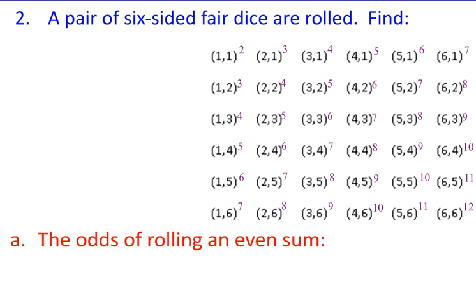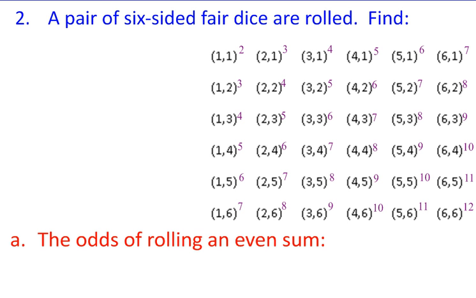Number 2 here, it says a pair of 6-sided fair die are rolled. Find the odds of rolling an even sum. So here I have all the different options listed for you on how you could roll 2 die for a 6-sided fair die. You can get a 1 and a 1, a 1 and a 2, 1 and a 3, 1 and a 4, 1 and a 5. Then you go with all the 2s, 3s, 4s.